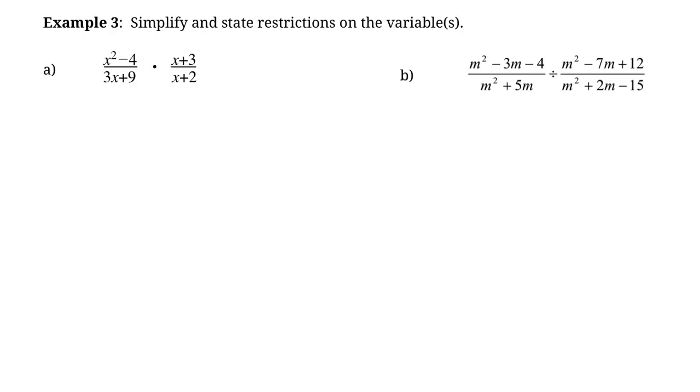So here are your last two questions. In the first question, you're going to be multiplying these two rational expressions together. And then in the last question, you're going to be dividing these two rational expressions. So you need to simplify as much as you can and state your restrictions on your variables. Pause the video, do this all on your own, and then come back to check the answer.